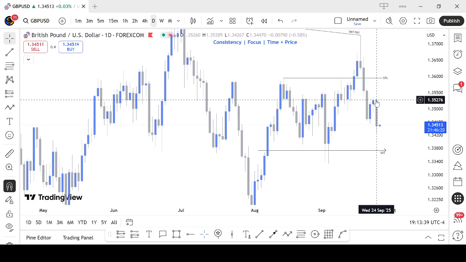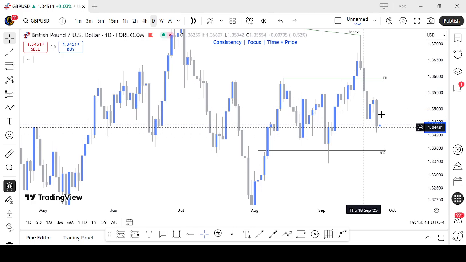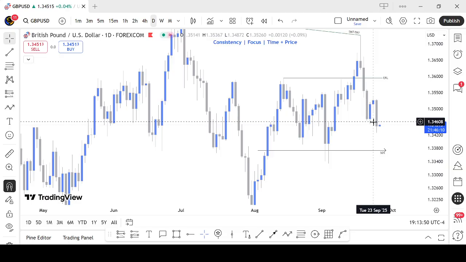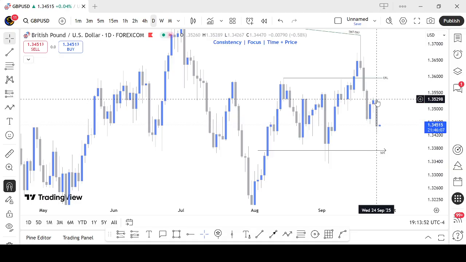But look at the expansion in GBP, it is way farther than the expansion in the EU. That is to tell you that more pips are delivered today on GBP than EU, right? And we see how price has reacted off of our daily fair value gap.